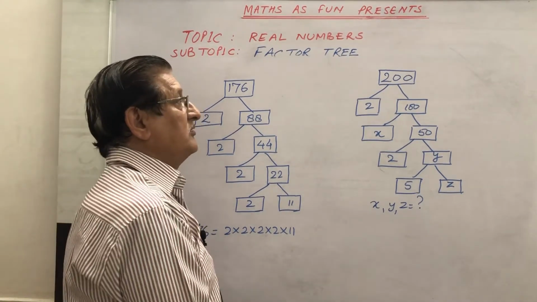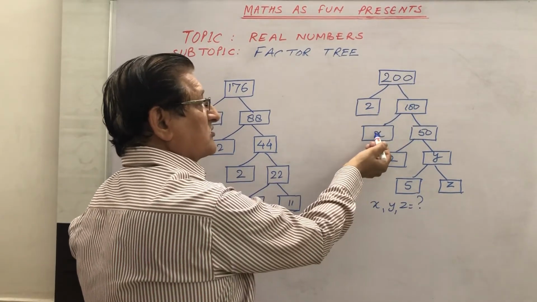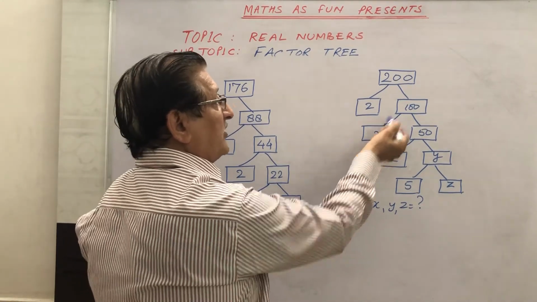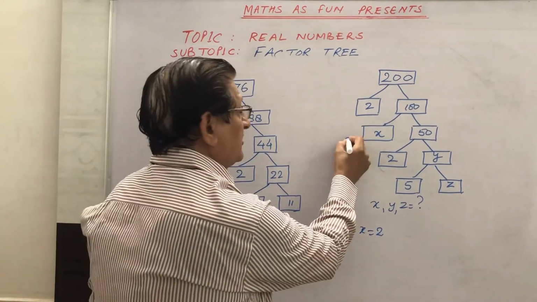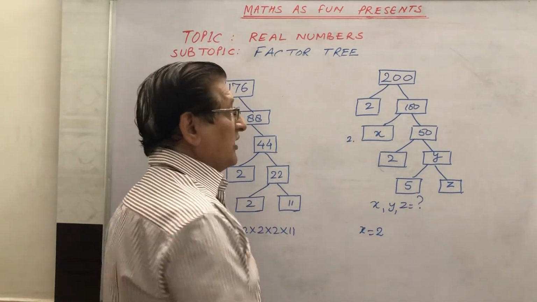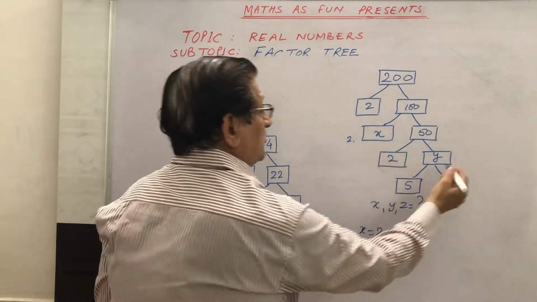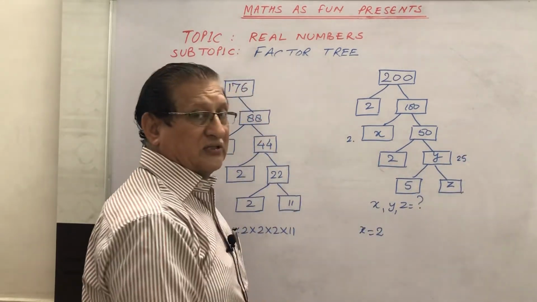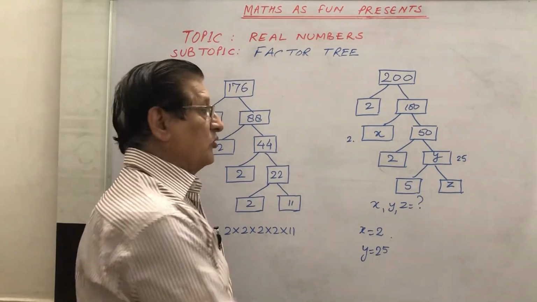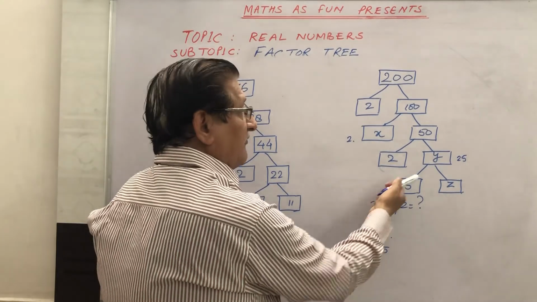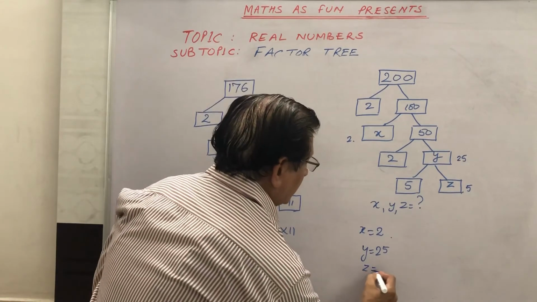The way we are going to do it: we know that when we divide 200 by 2, it comes 100. After 100 we know the next prime factor is 2, and if we divide 100 by 2 it comes 50. It means X should be equal to 2. We can write 2 by the side of this. Then when we divide we get 50. The next prime factor is 2, and when we divide 50 by 2 it will come 25. So we can write 25 by the side of it, and therefore Y is equal to 25. We know the next prime factor for 25 is 5, and when we divide 25 by 5 it comes 5. We can write 5 here, and therefore Z is 5.